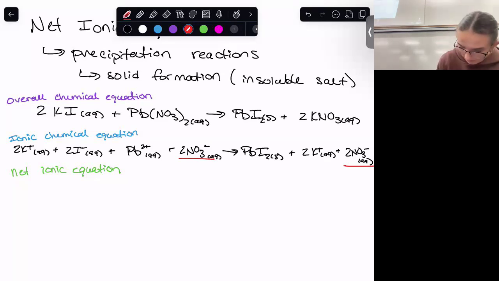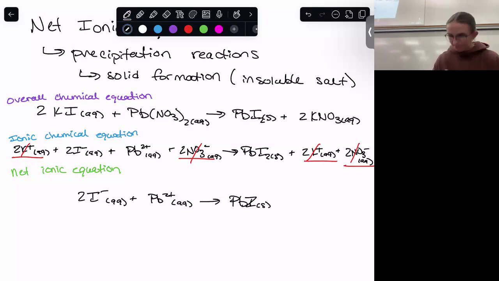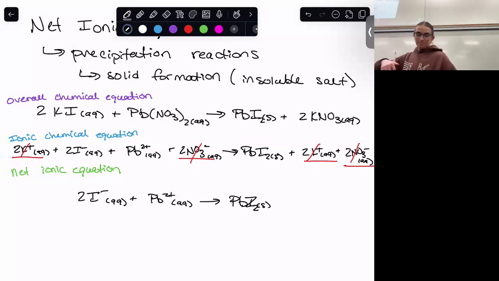Yep, the potassium is the same too. Yep. So those are the same. So we can cancel these out and these out. So what does that leave us with? That leaves us with iodide, and that leaves us with lead, and that leaves us with our solid lead iodide. So we then have 2I minus aqueous plus Pb2+ aqueous going to PbI2 solid. And this becomes our net ionic equation.